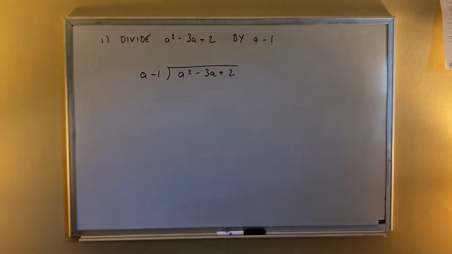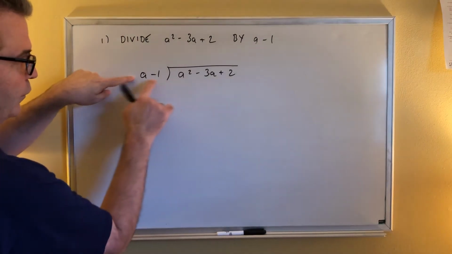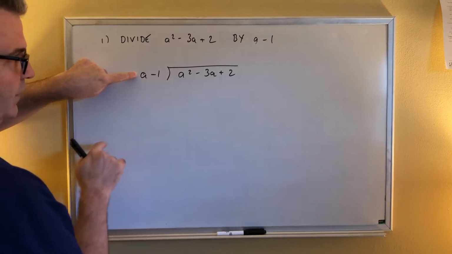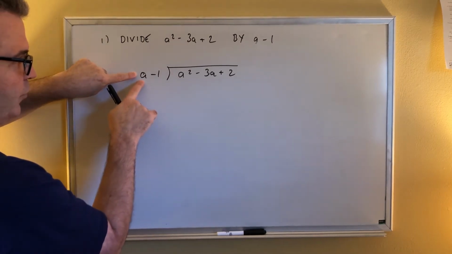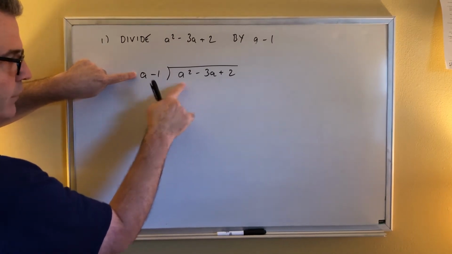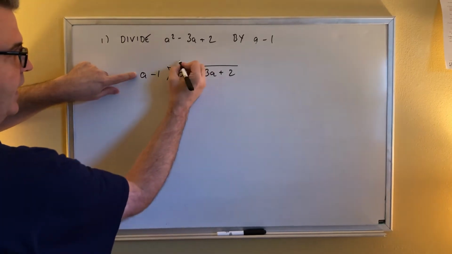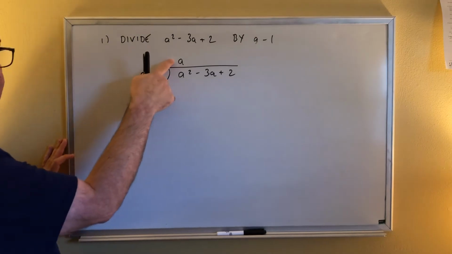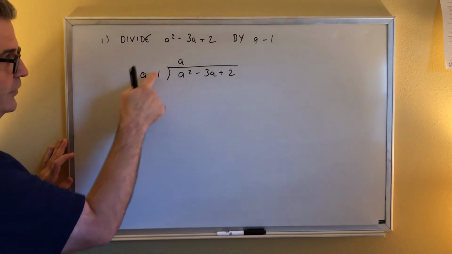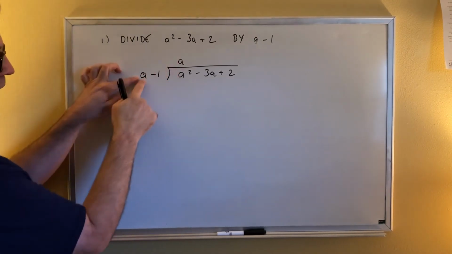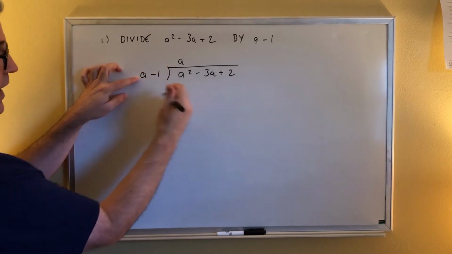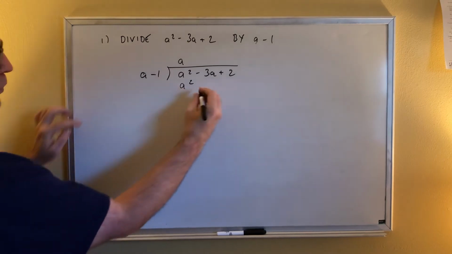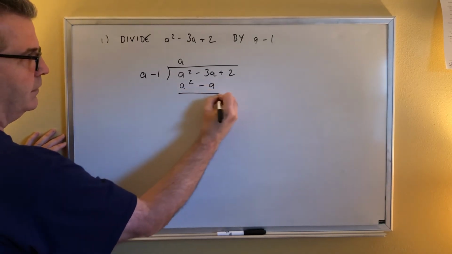Now at this point, all we do is look at the first two terms in each polynomial. So I'm just looking at the a, and I'm looking at the a squared. What do I multiply a by to get a squared? Well, I multiply a by a. That's the first step. Now I'm going to take whatever that term is up here and multiply it by each term down here. So a times a is a squared, and then a times negative 1 equals negative a.